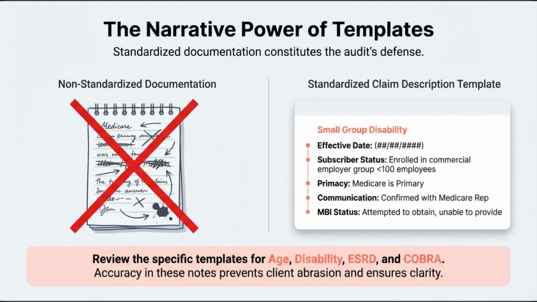That's due diligence. This level of detail, captured consistently, prevents costly misinterpretations and guarantees accuracy. That's why you absolutely must review the specific templates for age, disability, ESRD, and COBRA. These aren't suggestions, they are crucial blueprints. Accuracy in these notes isn't just a nicety, it directly prevents client abrasion and guarantees clarity for everyone involved. You see how powerful this is for building an undeniable case?